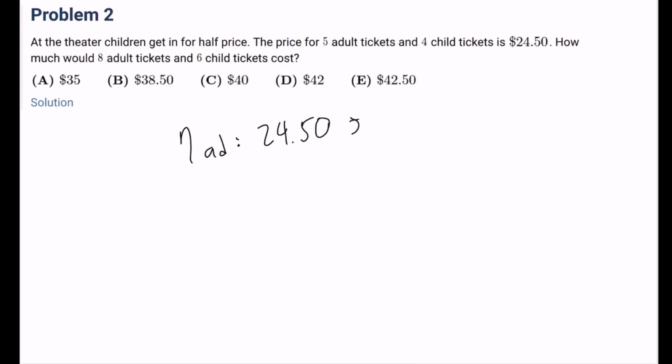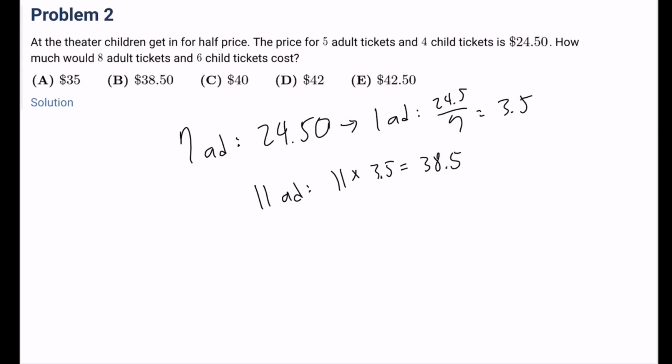So 7 adults is $24.50. So this gives us that 1 adult is 24.5 divided by 7, which is going to equal 3.5. So 1 adult ticket is $3.5. Okay, so 8 adult tickets and 6 child tickets. 6 child tickets is equal to 3 adult tickets. So 8 plus 3 equals 11. So 11 adults is going to be 11 times 3.5. This is going to be equal to 38.5. So that's our answer. It's B.